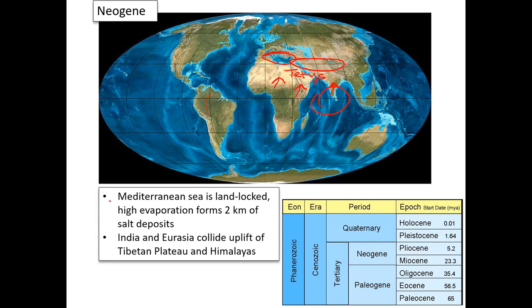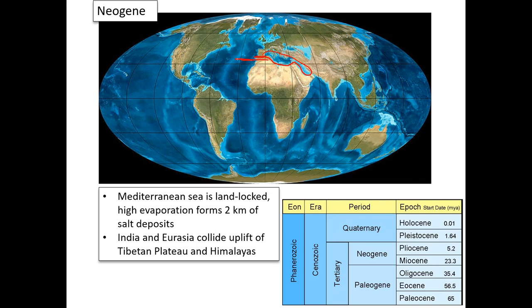So moving into the Neogene, the Mediterranean, you'll notice, is landlocked. There are very high evaporation rates there. Let me erase all the ink on here. So you can see the Mediterranean is totally landlocked. Usually we have the Straits of Gibraltar right here that open up the Mediterranean to the larger ocean. But at this time, the Mediterranean is almost completely landlocked. And so it has these very high evaporation rates because it doesn't have the ability to refresh itself with the open oceans.